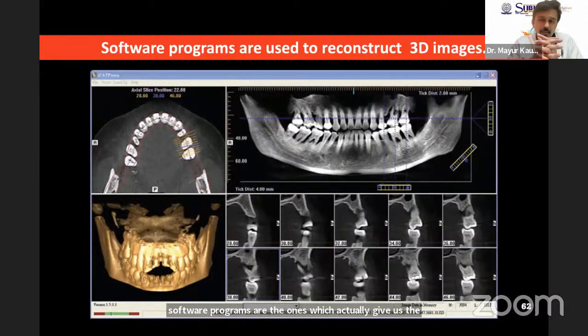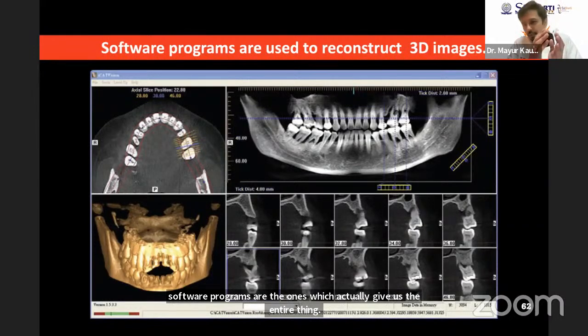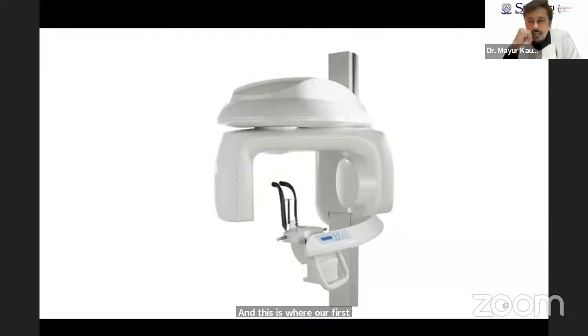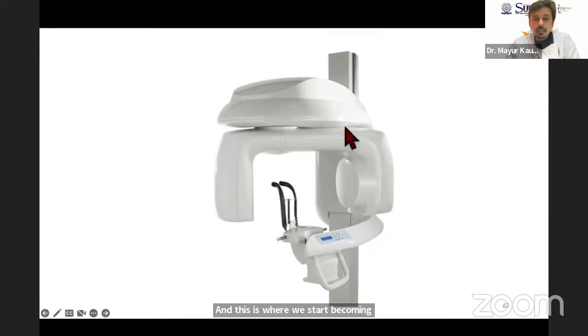They give us reconstructed images, they give us bone measurements, etc. And this is where our first mistake with CBCT starts. What happens is we straight away start relying on the software blindly. And this is where we start becoming lethargic. And ultimately, if we are relying on it blindly, this is where our practice starts suffering.